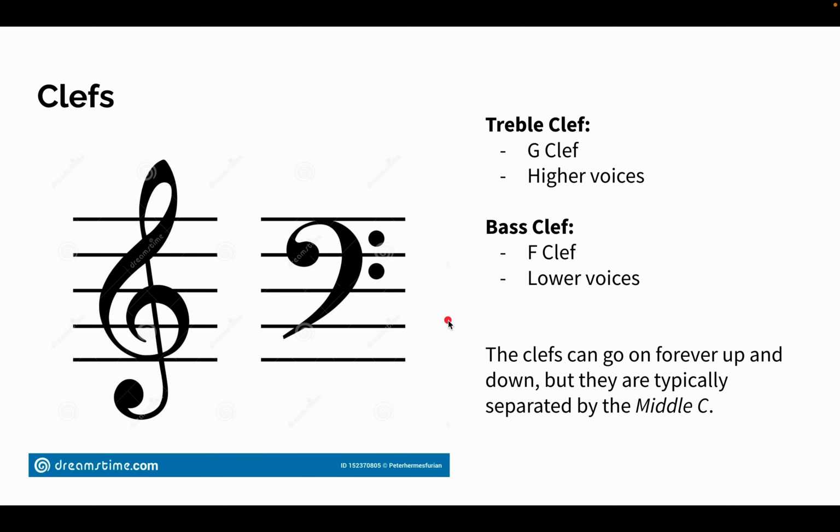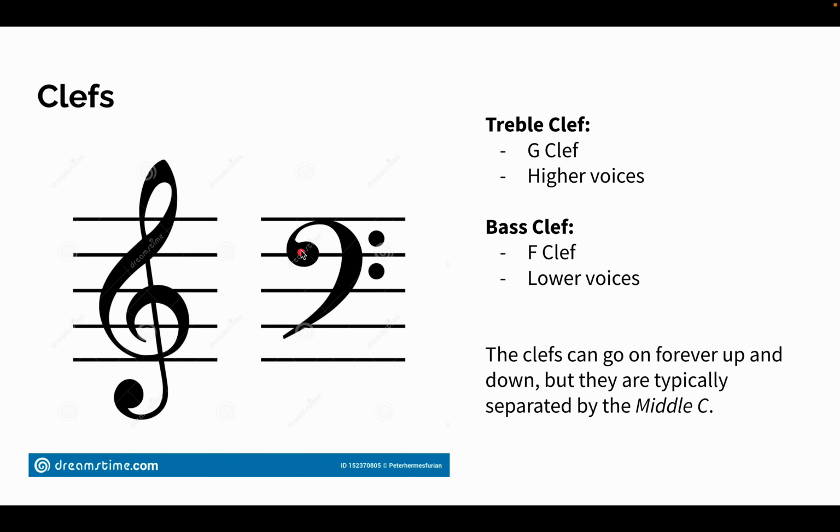And so clefs, the treble clef on the left is also known as a G clef because this is the G line for treble and it's primarily for higher voices. So in a choir piece, on the score, treble will usually be sung by women. And the bass clef on the right is called F clef because this line is, later we'll understand, F, and it's for lower voices.